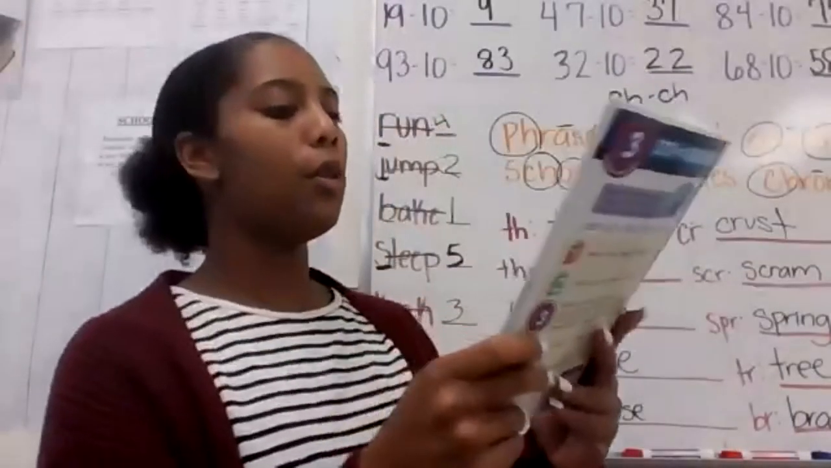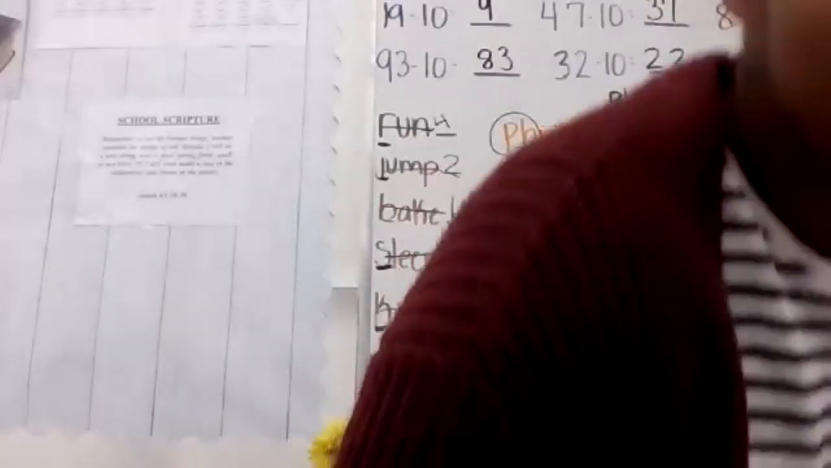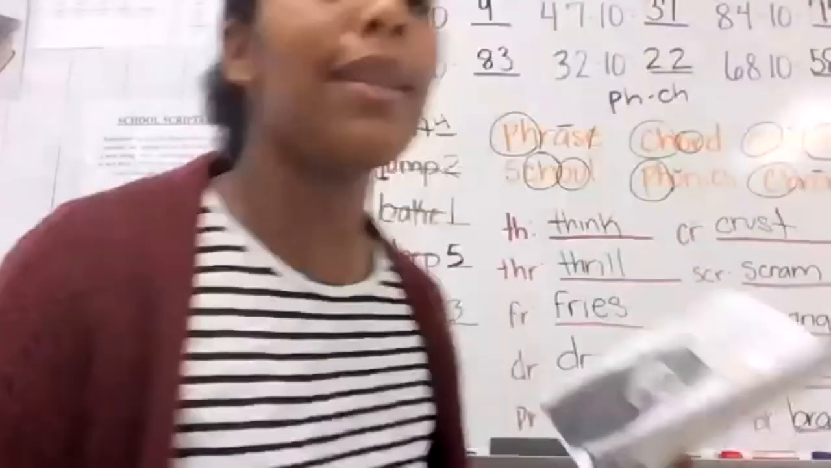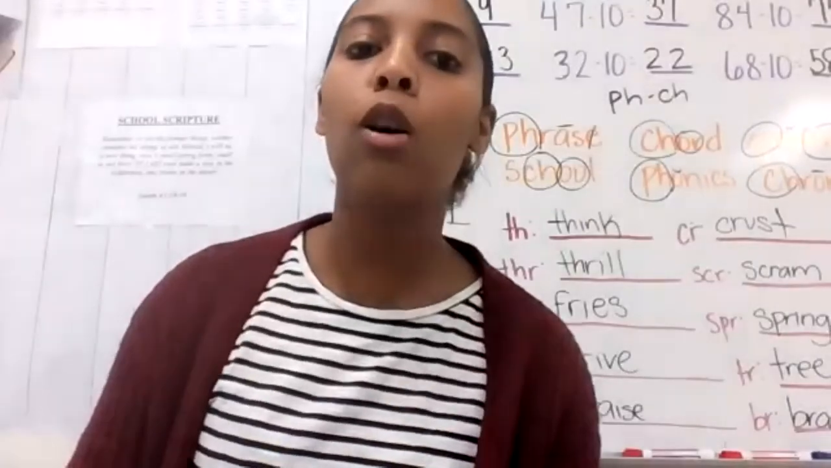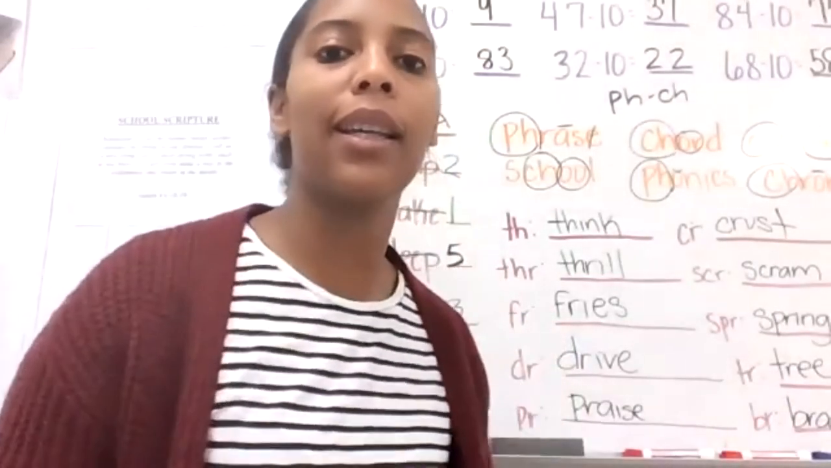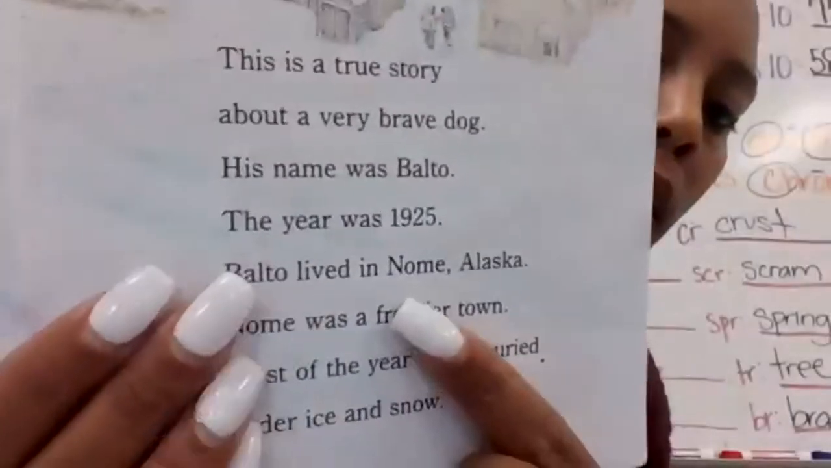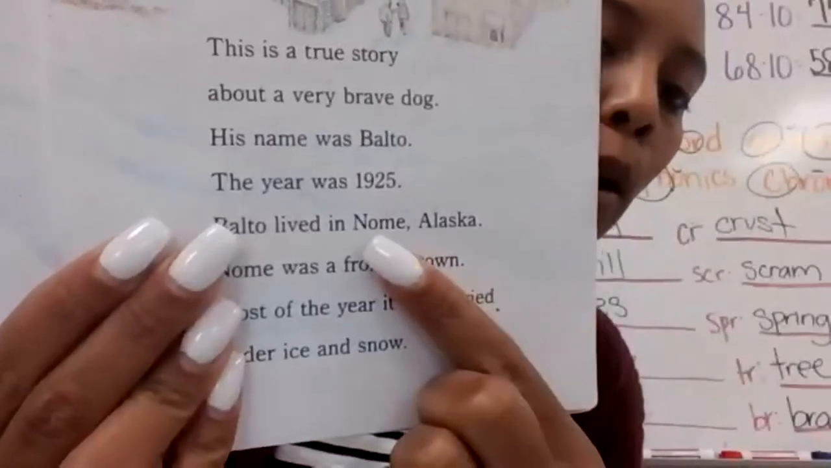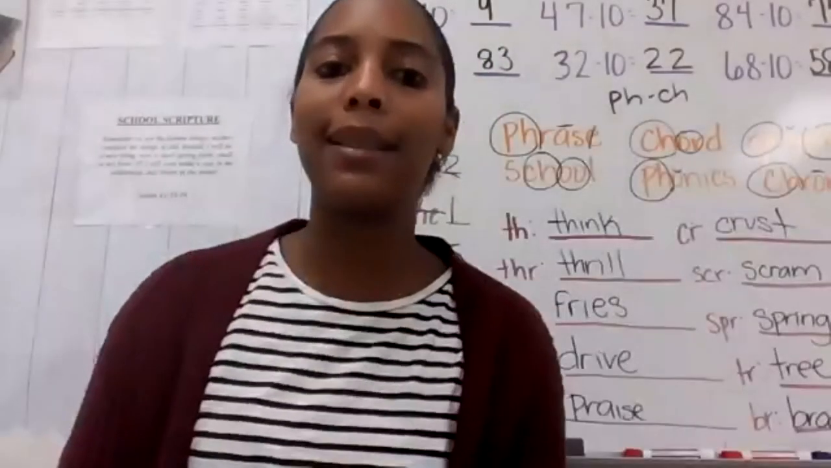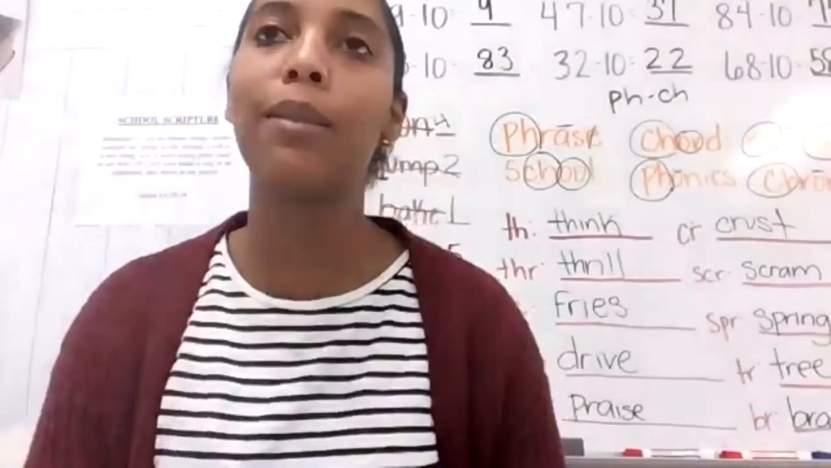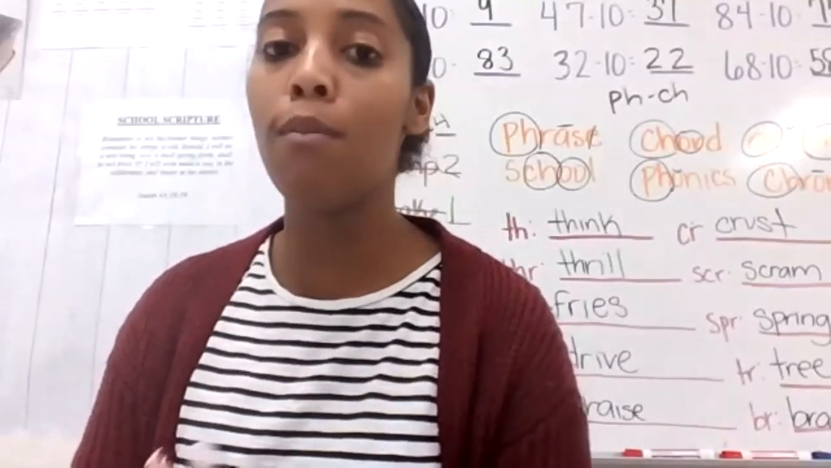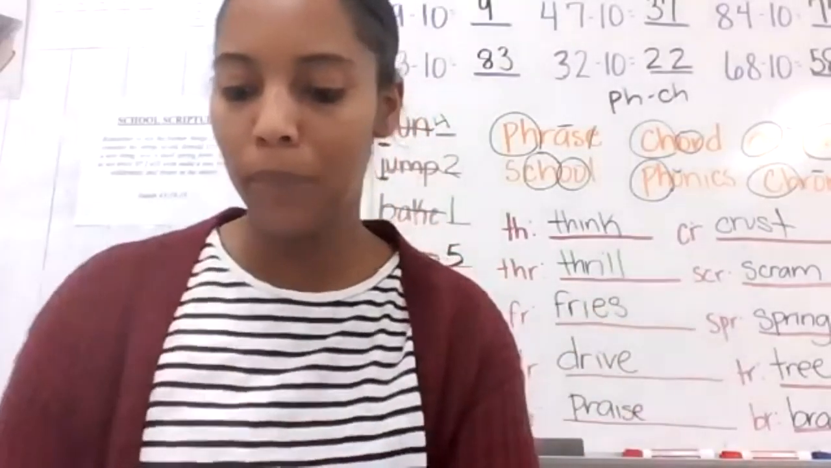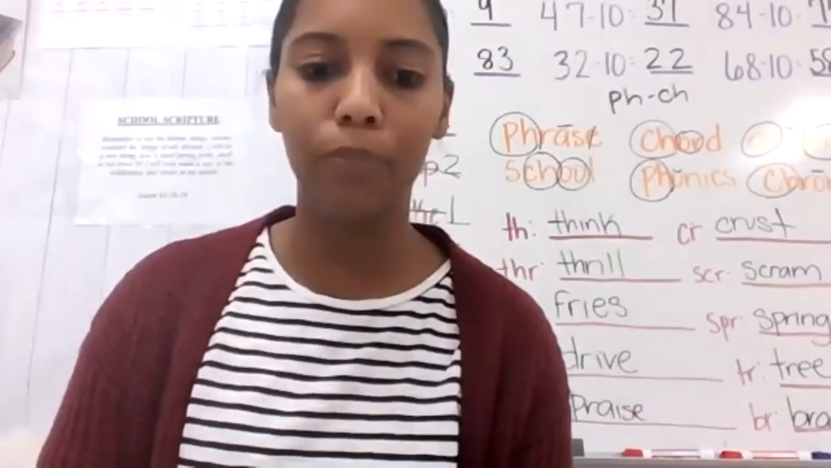So we're introduced to Balto. And like I said, this is a real story. It happened in 1925. Nome, Alaska, that's the name of the city. Alaska is a state. That's where this took place. So Nome, Alaska was an old town, full of ice, full of snow most of the time. Okay, so let's turn the page.